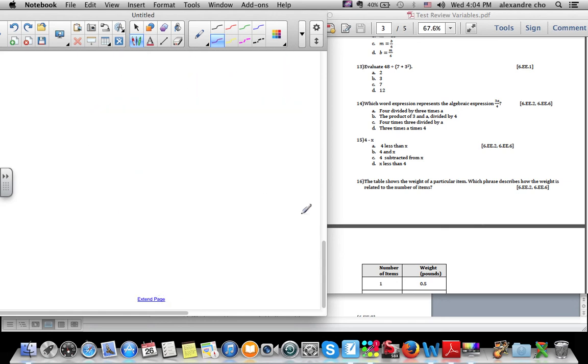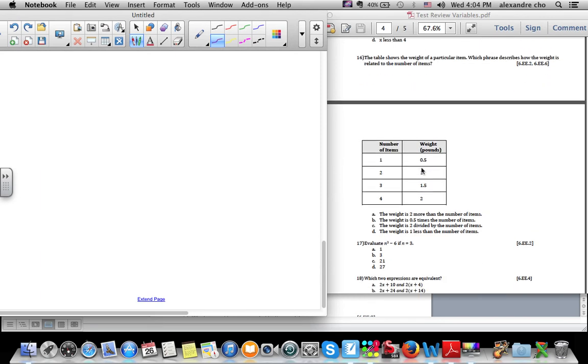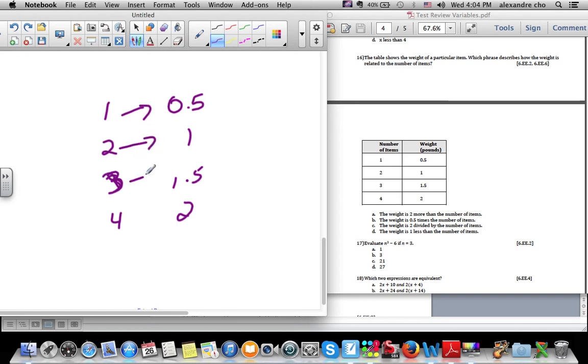16. The table shows the weight of a particular item, which phrase describes how the weight is related to the number of items. Alright, so he has something that's one item, half a pound. 2 items, 1 pound. 3 items, 1.5 pounds. 4 items, 2 pounds. So what's happening here? I'm hoping you see a relationship. If I have 5 items, I would have 2.5 pounds. Get the pattern?